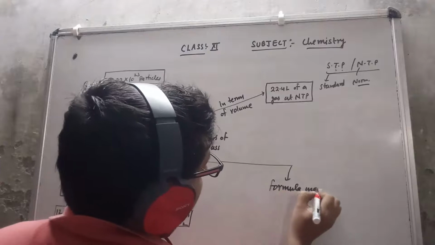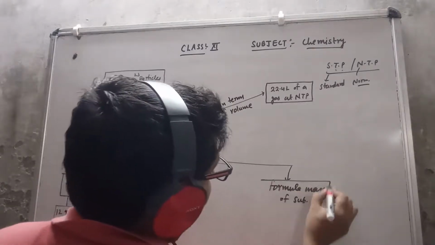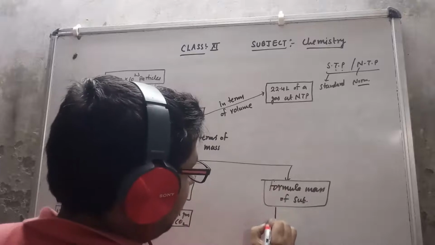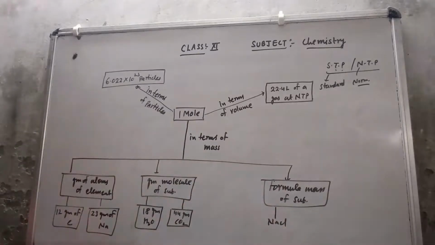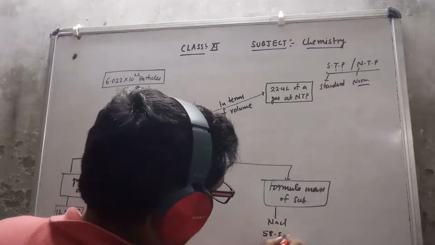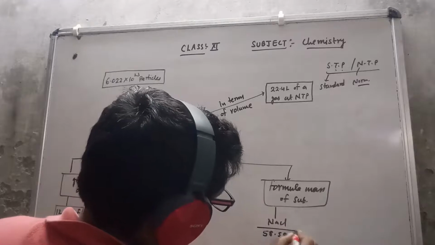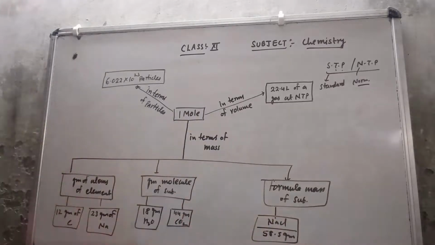Formula mass of substance. Suppose I have the formula NaCl. The mass of NaCl will be equal to 1 mole. So the mass of NaCl is 58.5 gram. That means I am adding the mass of sodium, 23, and chlorine, 35.5. So I am getting 58.5.